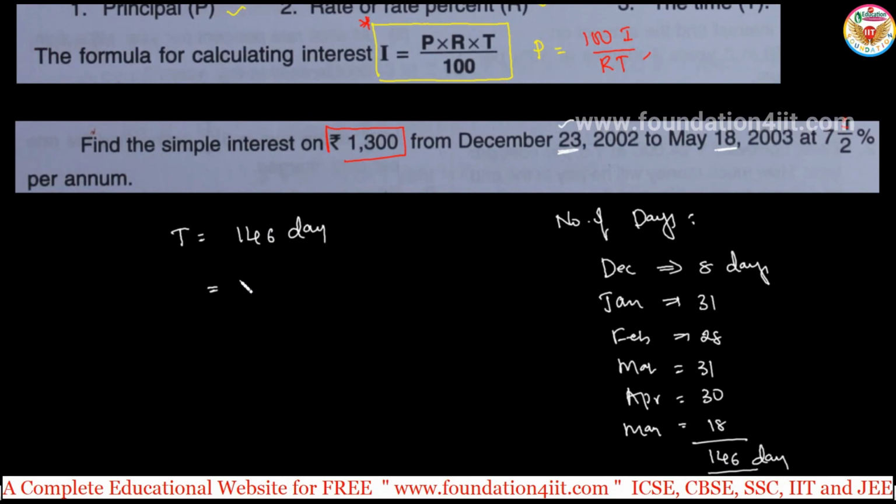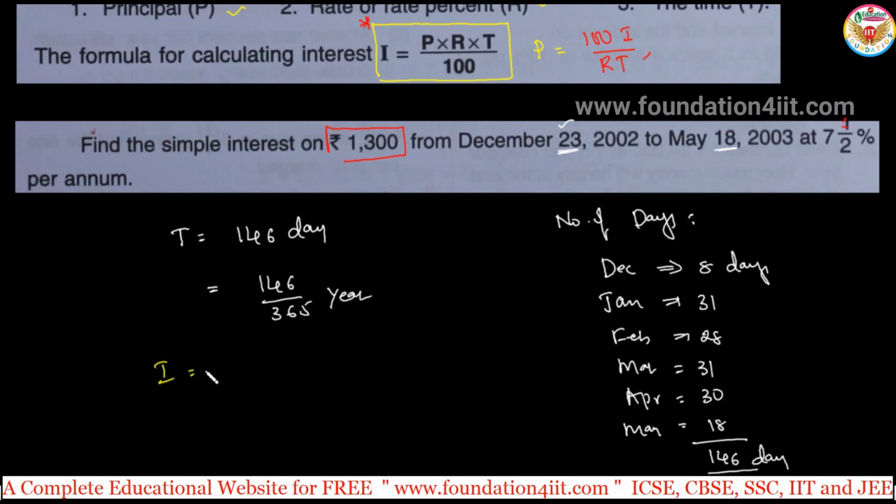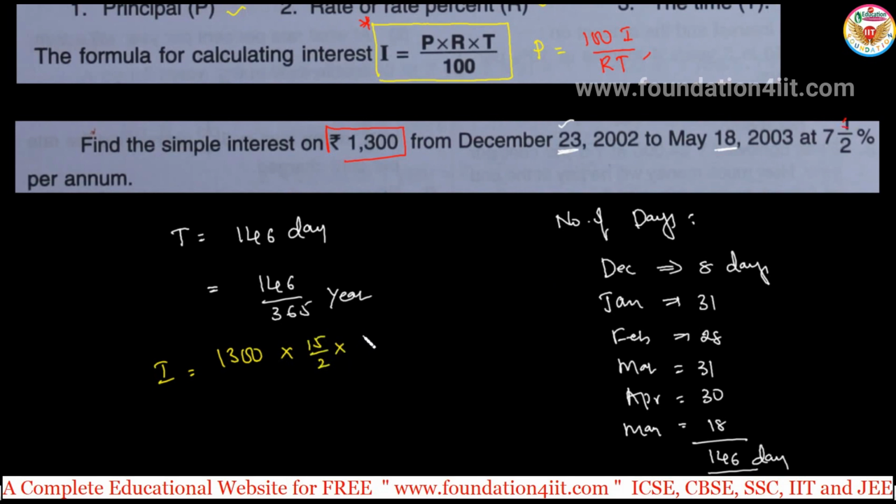So as per the formula, now T equals 146 days. To convert into years, we take 146 divided by 365. Now you can use interest equals PRT by 100. So I equals P is 1300, rate percent is given 7 1 by 2, that means 2 sevens are 14, 15 by 2, written as an improper fraction.